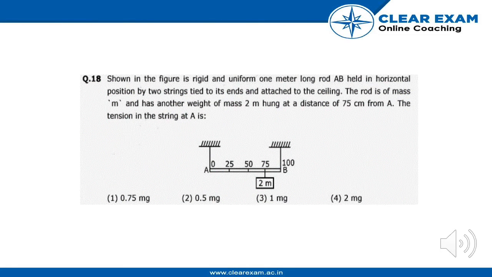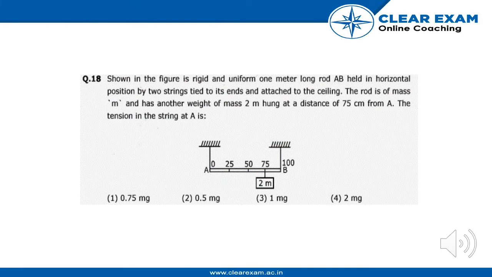The 18th question is: shown in the figure is a rigid and uniform 1 meter long rod AB held in horizontal position by two strings tied to its ends and attached to the ceiling. The rod is of mass m and has another weight of mass 2m hung at a distance of 75 centimeter from A. We have to calculate the tension in the string at A, and choose from the options given to us.